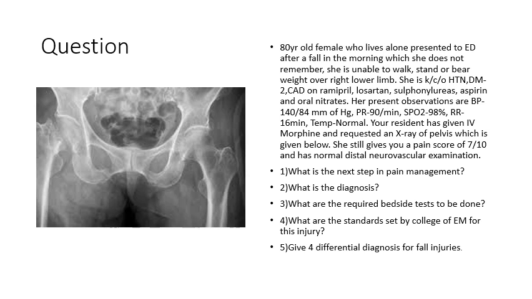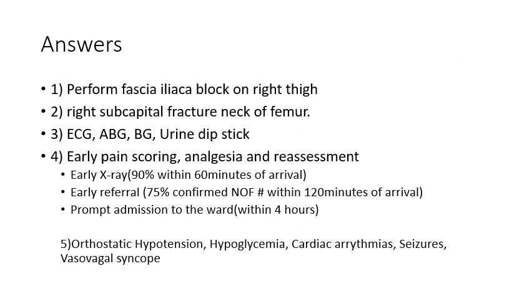Your resident has given intravenous morphine and requested an X-ray of pelvis, which is given below. She still gives you a pain score of 7 by 10 and has a normal distal neurovascular examination. What you can see here is a fracture of the right neck of femur. Now the question here is, what is the next step in your pain management? Some people might argue and say we can repeat the morphine, but as an examiner, what I'm expecting is you go ahead with your fascia iliaca block.